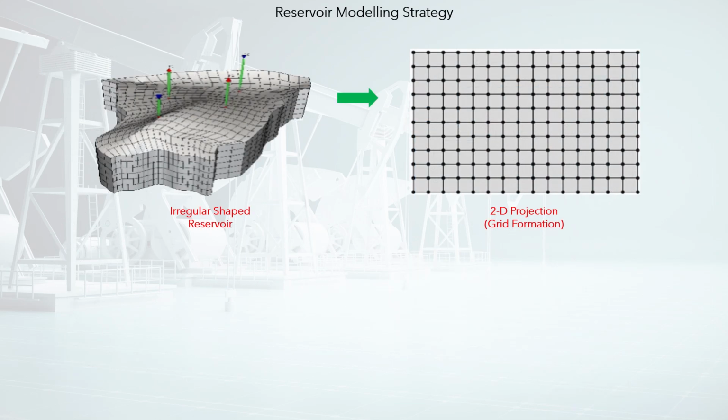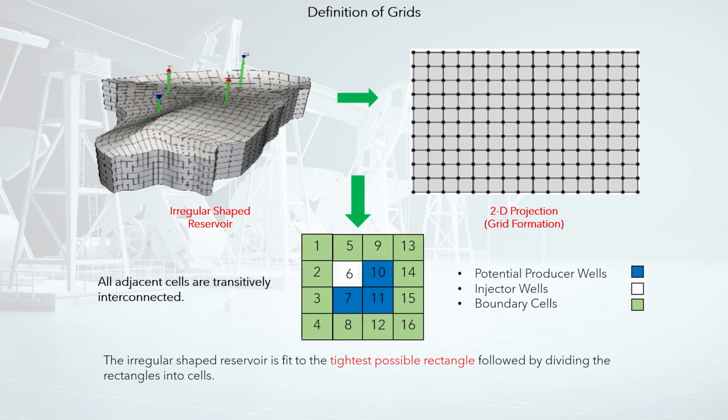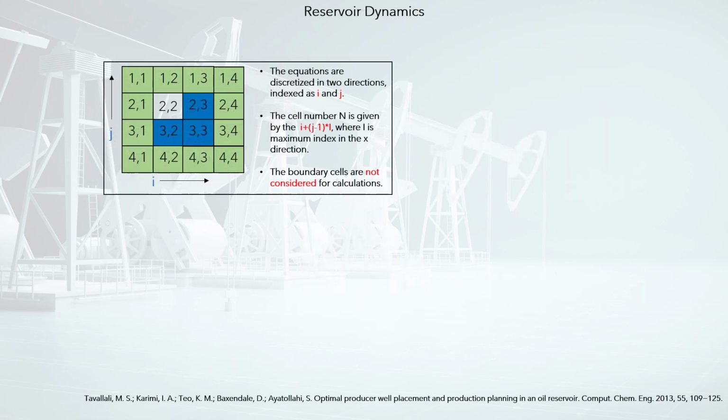It is assumed that a 3D simulation model of the oil reservoir is available, from which a 2D grid must be obtained to summarize the behavior of the reservoir at surface level. The irregularly shaped reservoir is fit to the tightest possible rectangle, followed by dividing the rectangle into cells. All adjacent cells are transitively interconnected. The cells of the grid are classified into potential producer wells, injector wells, and boundary cells, in which wells are not considered possible. The reservoir dynamics are expressed based on the following rules.